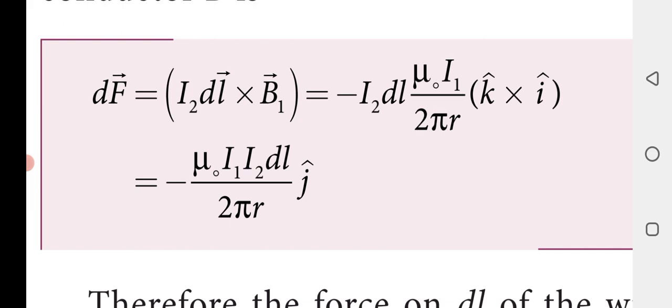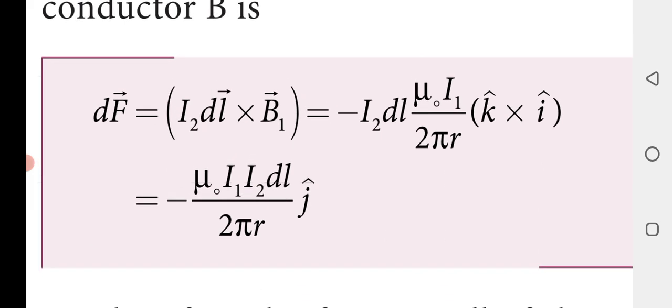Why do we have to take the I2 value here? Because the magnetic field B1 is present at the I2 value, since the magnetic field is produced only around the conductor. So I2 dl vector cross B1 vector is equal to, substituting the value of B1.